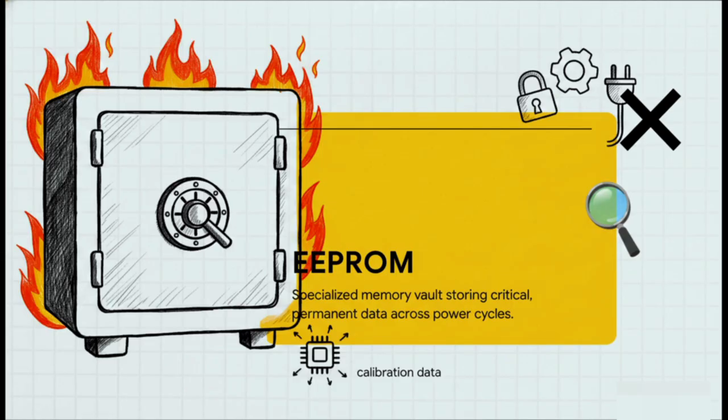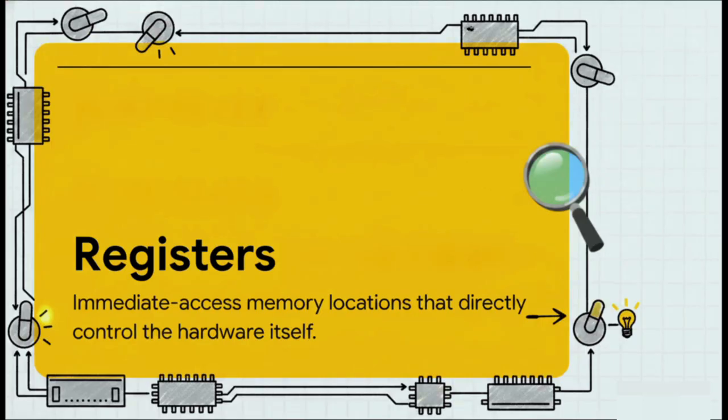Now, you definitely wouldn't want to constantly read and write to it every millisecond like RAM, but it is absolutely perfect for saving things like user settings or calibration data that simply cannot be lost when you pull the plug. And finally, we have the registers. These are literally the direct control knobs and levers for the hardware itself. They are incredibly small, immediate access memory locations that are tightly coupled directly to the processor. When you want to, say, flip a pin high to turn on an LED, you are ultimately just writing a 1 or a 0 into a highly specific register.